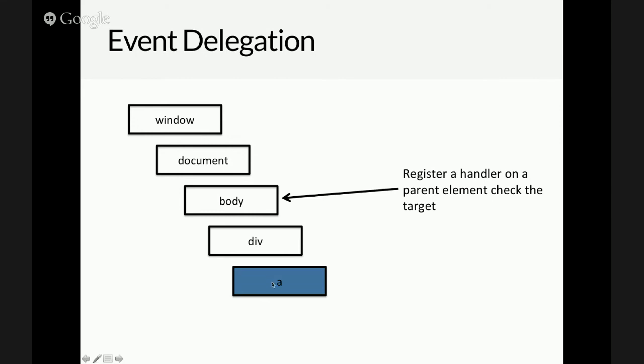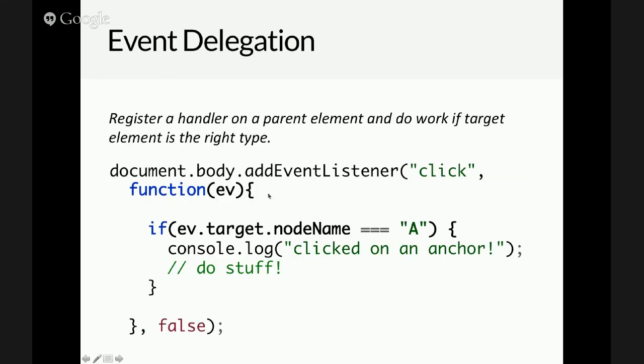I check if the target, or something between the target and the body, is an anchor. Then I know someone's clicked on a link. And this is the premise behind event delegation. So you listen on the body and you just see, once the event propagates to the body, you check, is the target an anchor? That means they clicked on an anchor.